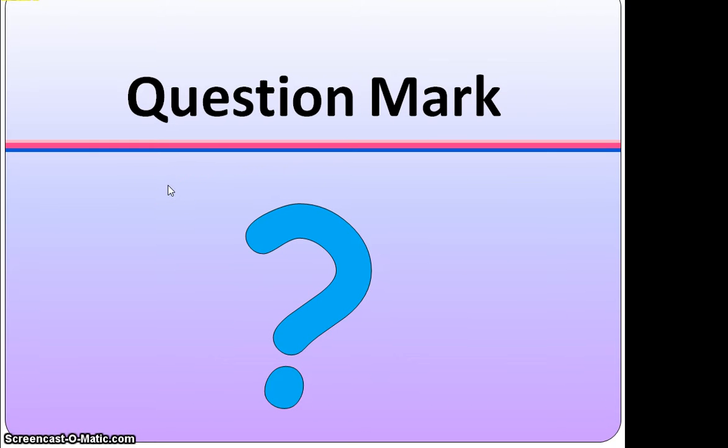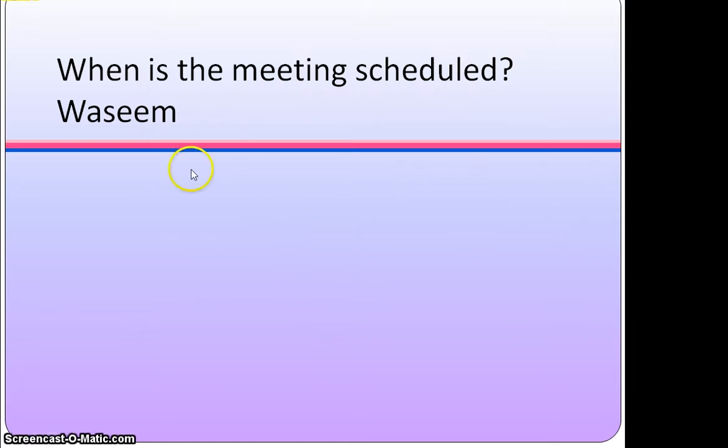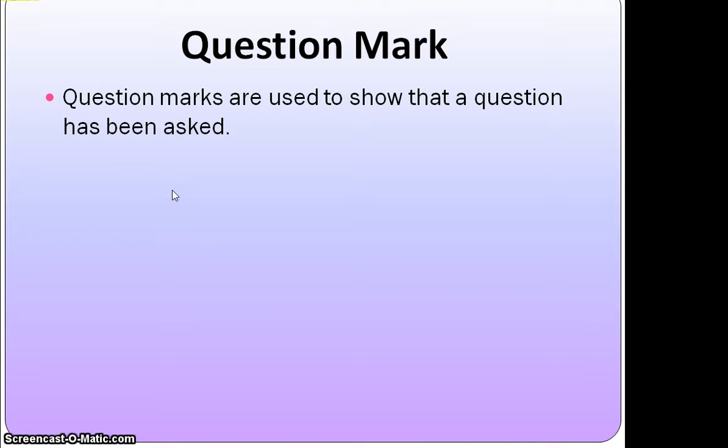Question mark. Where do we use a question mark? At the end of all direct questions, we use a question mark. When is the meeting scheduled? You can see there is a question mark after that because it's a direct question. Question marks are used to show that a question has been asked. So in response, information is needed.